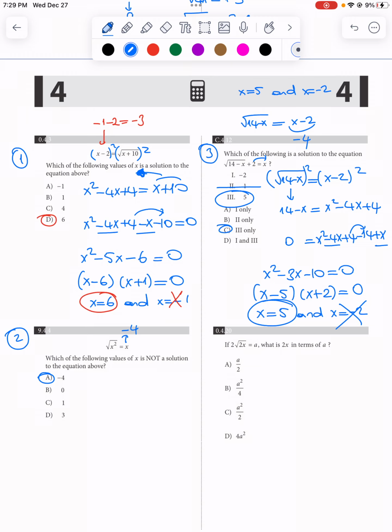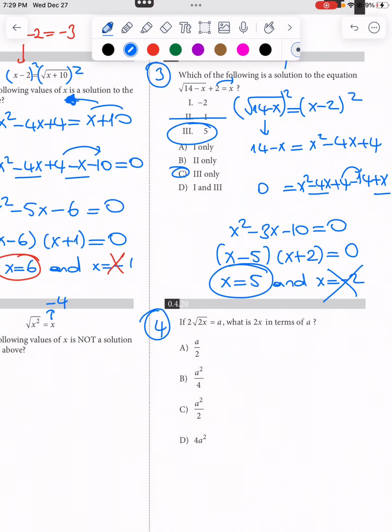Okay, so we have our last question left, so let's solve it. We should be careful, guys. We are supposed to write our final answer for 2x. You will write 2x in terms of a. So, first we square both parts. So 2 times the square root of 2x is equal to a. And I'll square both sides. So 2 squared is equal to 4. And the square root of 2x squared is going to be equal to 2x, which will be equal to a squared.